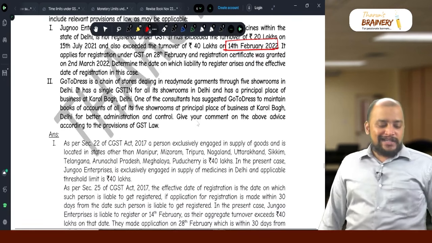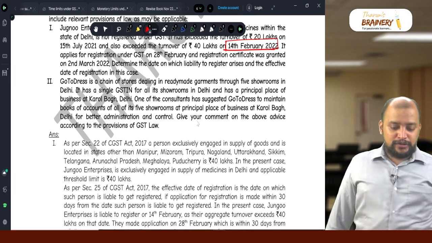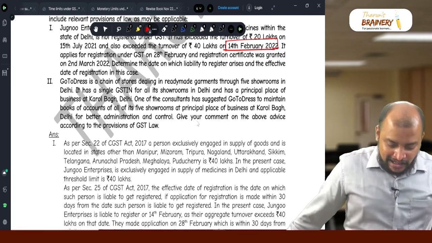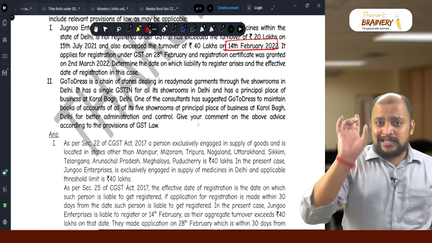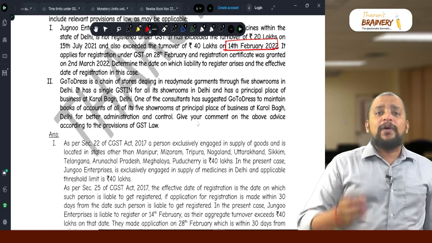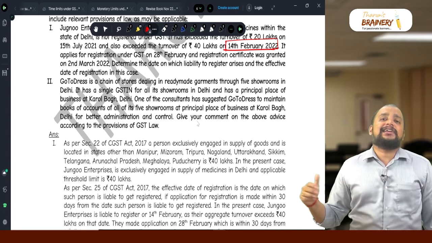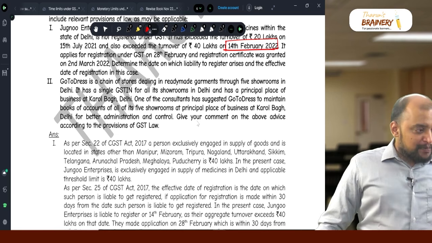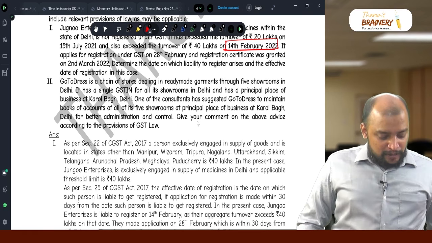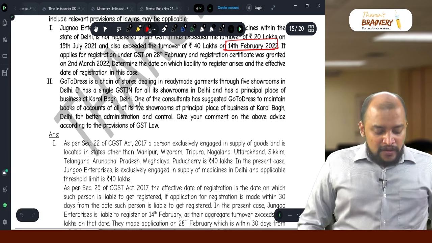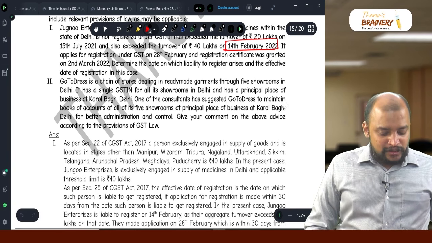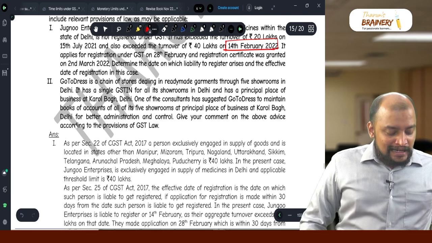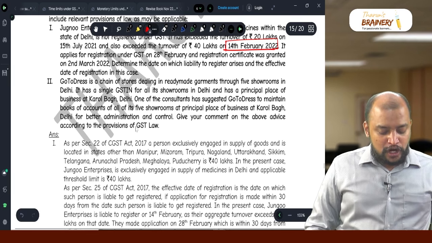Then Go To Dress is a chain of stores dealing in ready-made garments through 5 showrooms in Delhi. It has a single GSTIN for all its showrooms in Delhi. All its showrooms in Delhi, single registration, which means one place will be shown as principal place of business and other places will be shown as additional place of business. So now there is one principal place of business. Where is it? Principal place of business, Karol Bagh, Delhi. One of its consultants has suggested Go To Dress to maintain books of accounts of all its 5 showrooms at principal place of business at Karol Bagh, Delhi for better administration and control. Give your comment on the above advice.